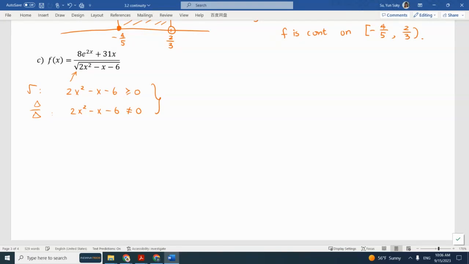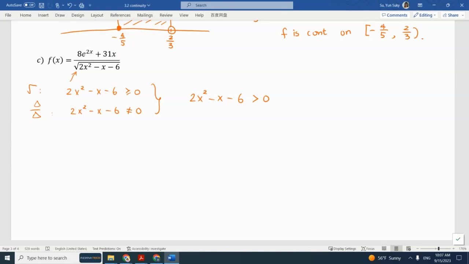So when you combine them, think about it. This expression is greater than or equal to 0, but it's not equal to 0. Do you see you kind of delete the equal sign here? You only get greater than. When you combine those two conditions, you only get greater than. So 2x squared minus x minus 6 greater than 0.